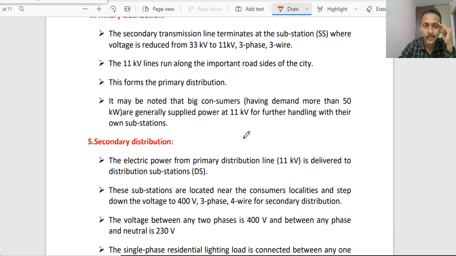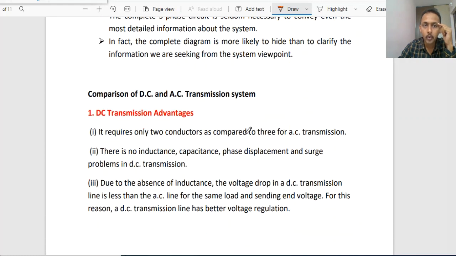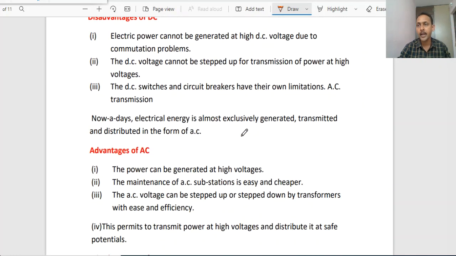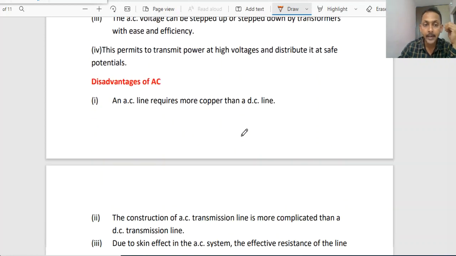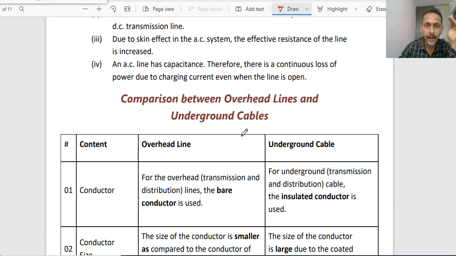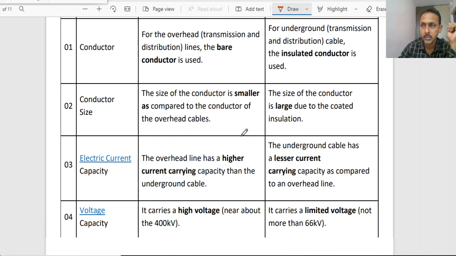Like this, we are going to discuss primary distribution and secondary distribution, and also we are going to compare the DC and AC transmission systems. What are the advantages we are having in the DC transmission system? What are the disadvantages in DC, and the advantages of the AC power supply scheme, and the disadvantages of the AC power supply scheme? And also at the end, we are going to compare the overhead lines and underground cables.